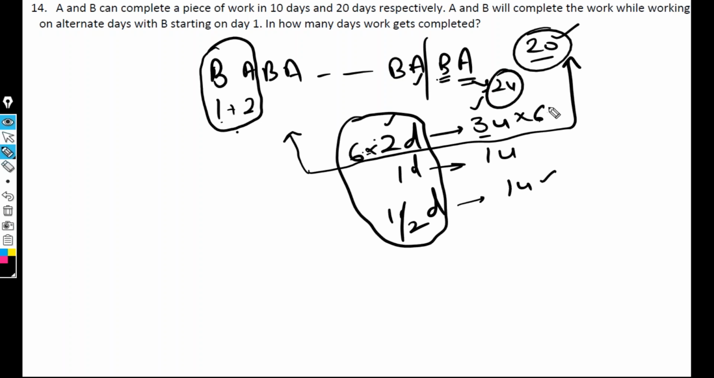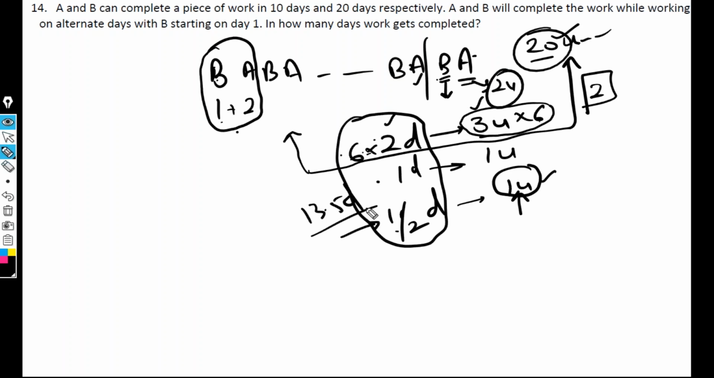So in 12 days, 18 units of work have been completed. The total work was 20 units, so 2 more units are pending. On the next day is the turn of B, and we know B will complete 1 unit. So still 1 unit of work is pending. On the next day, A can complete 2 units, but because only 1 unit of the work is pending, A will take half a day to complete it. And then just add 12 plus 1, 13 plus 0.5, 13.5 days.